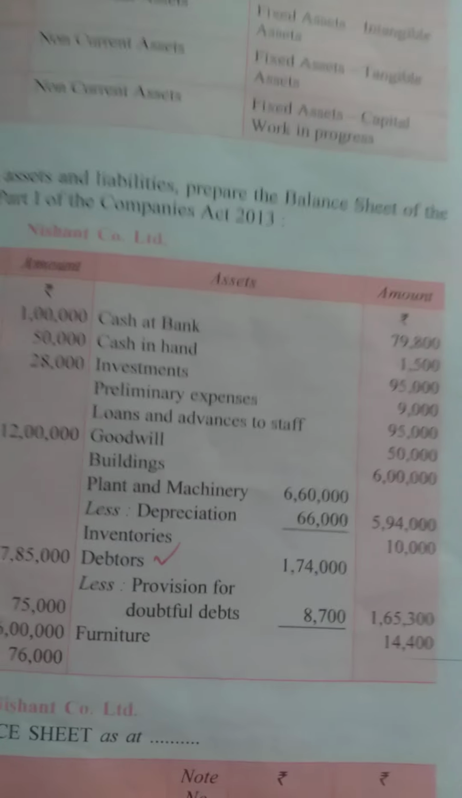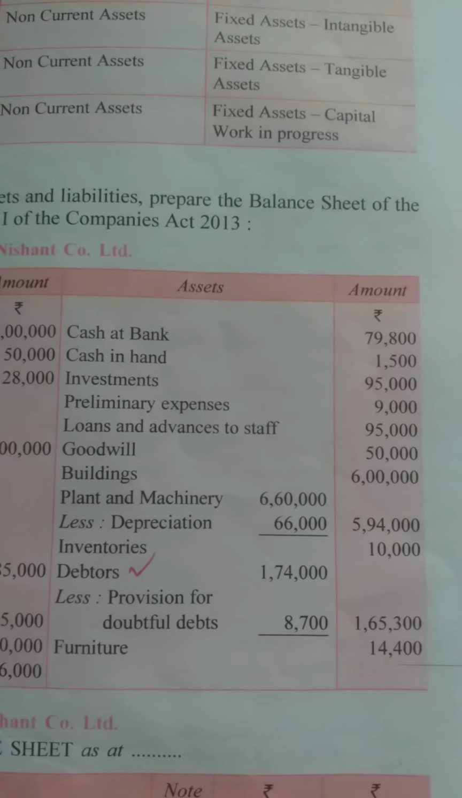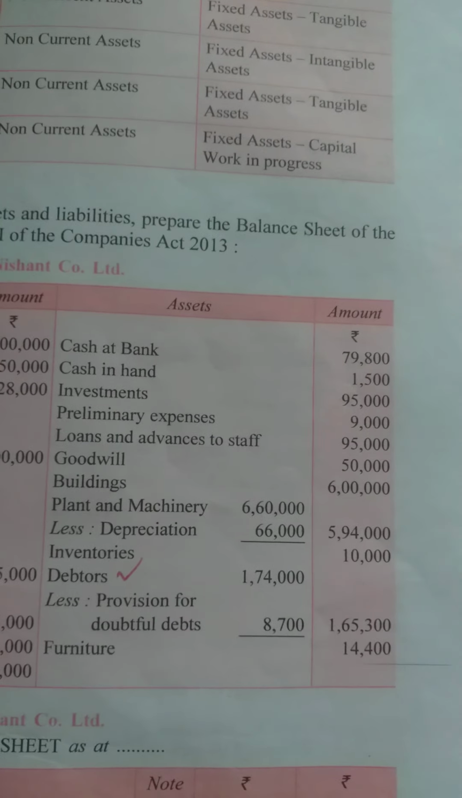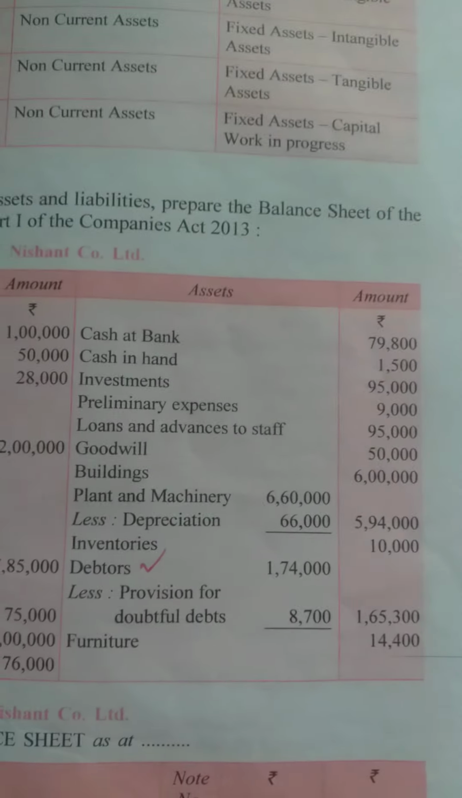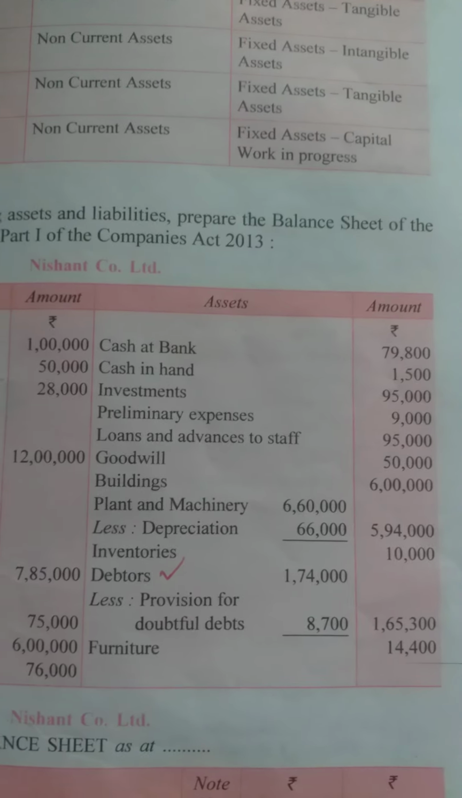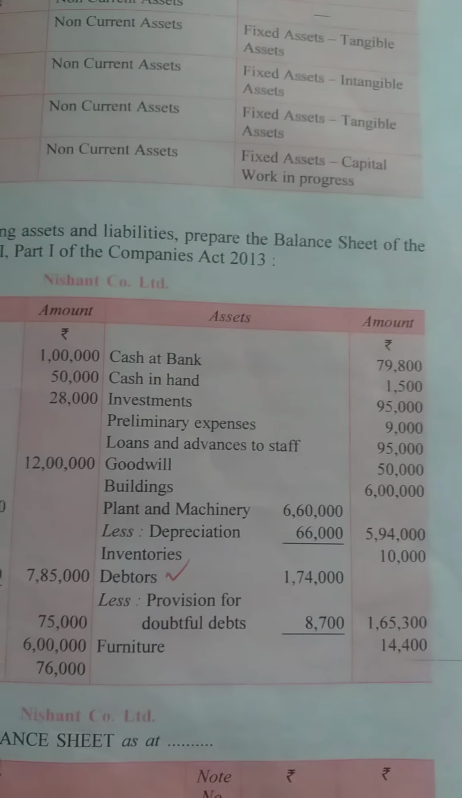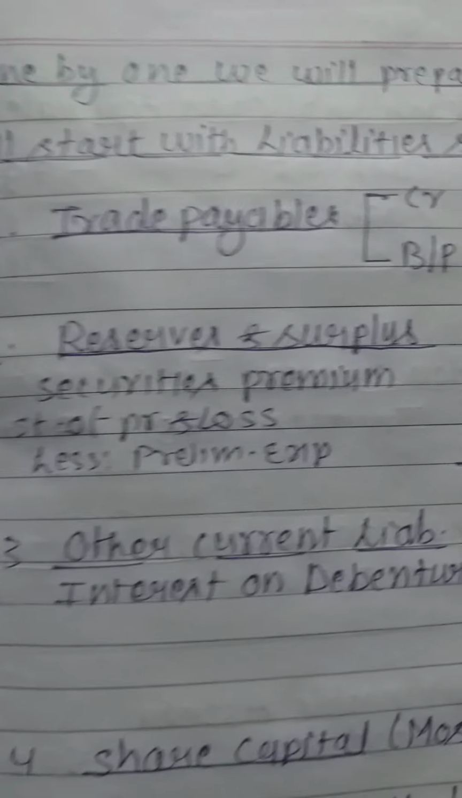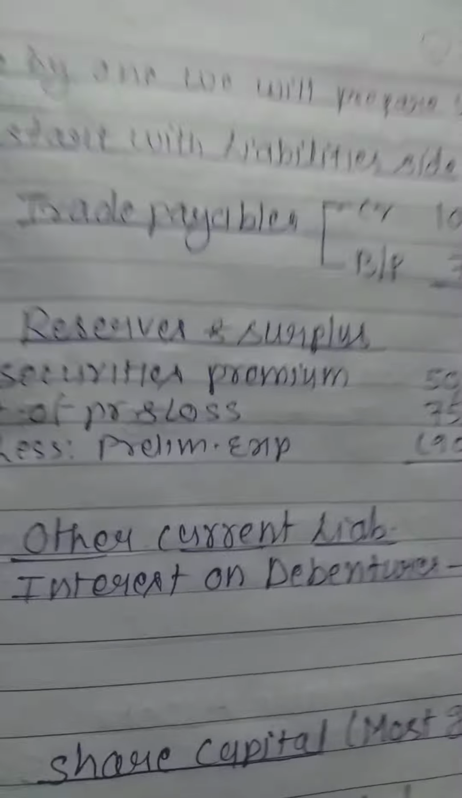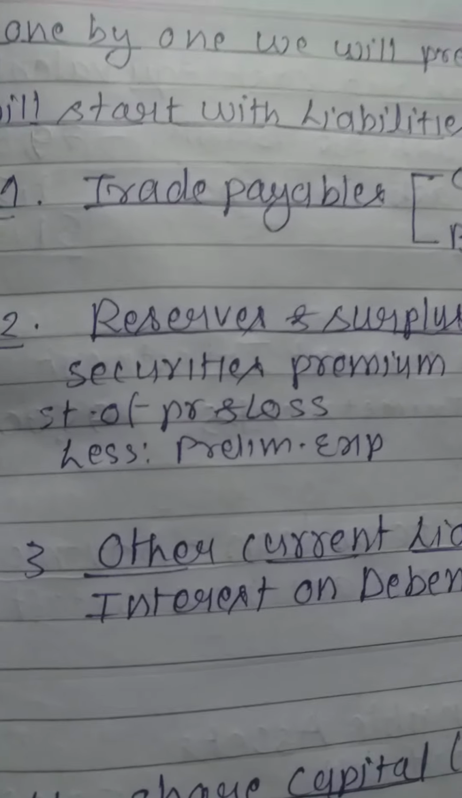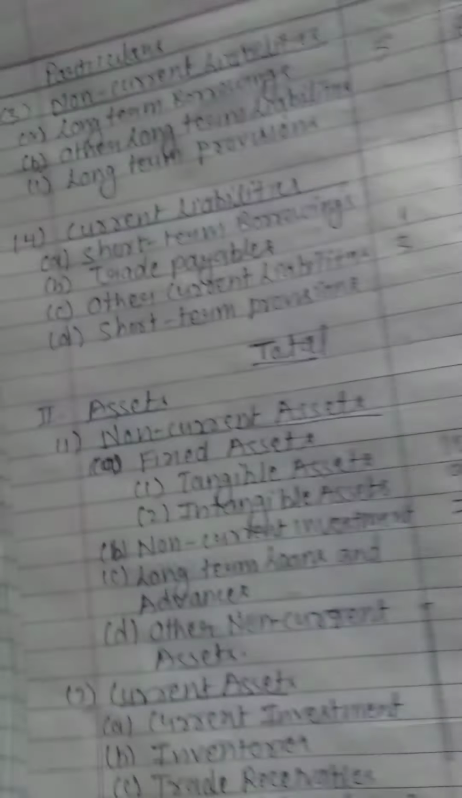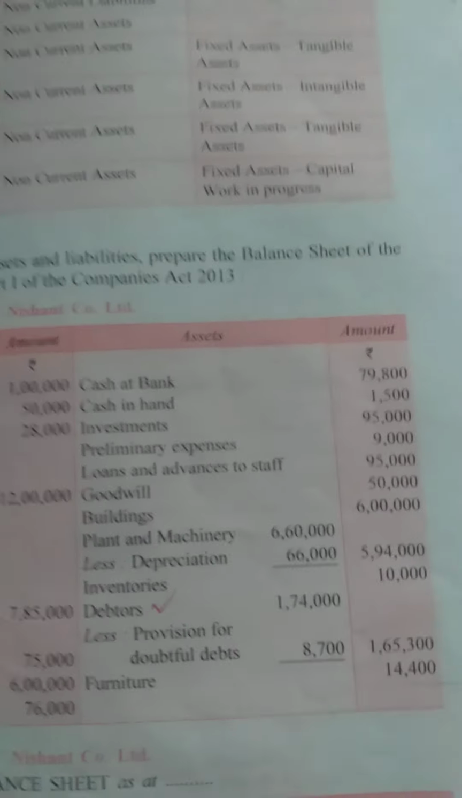What is next? Next one is preliminary expenses. So preliminary expenses should be written off from security premium reserve or statement of profit and loss. So that means it's a part of reserves and surplus. So again we will go to our previous heading, reserves and surplus. Under note 2 we have prepared, and from there you have to reduce preliminary expenses. How much? 9,000. What next? Loans and advances to staff.